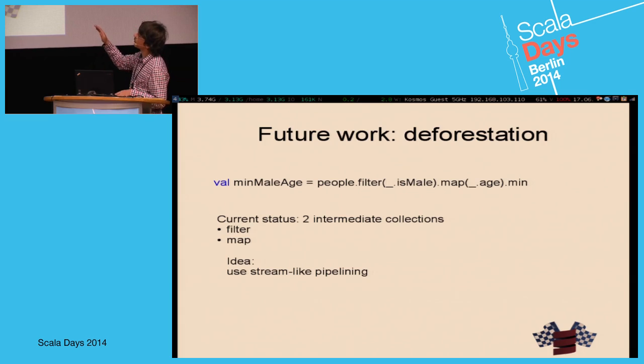In this example, you will actually create 2 intermediate collections. First, the result of filtering, the second is the result of mapping. Those collections are created just in order to be consumed by the next operation. So through quite a smart analysis, you can try to use stream-like pipelining and reduce the memory footprint in this example by up to 3 times. So this is the idea.